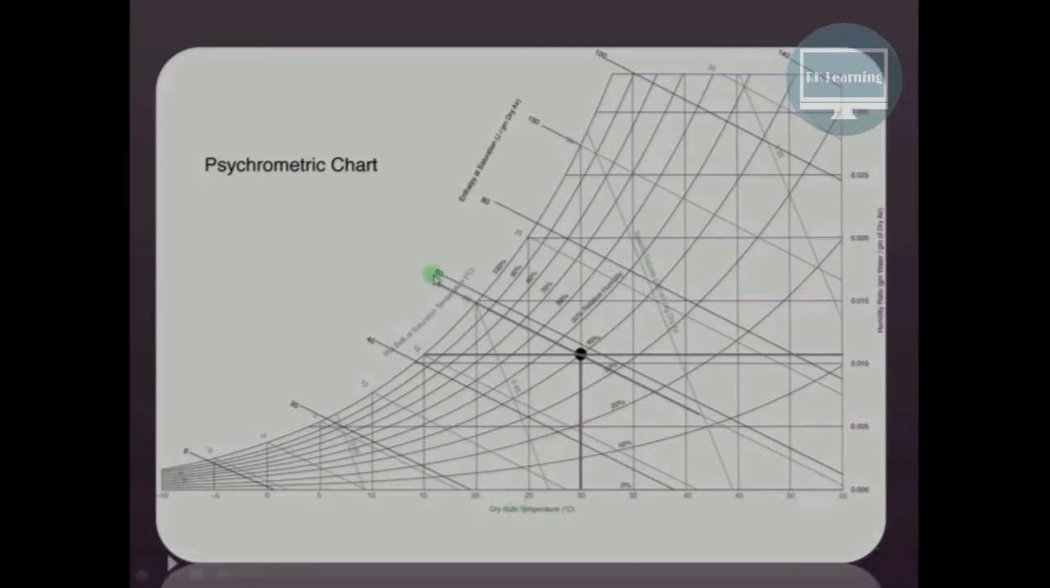Now extend this line so that these are the values of specific enthalpy. So we can say the specific enthalpy will be around 58 kilojoule per kg of dry air. Now draw a line parallel to these green lines, which will indicate the specific volume line. As you can see, here the specific volume is 0.85. Here the value of specific volume is 0.9. So our value will be around 0.87.